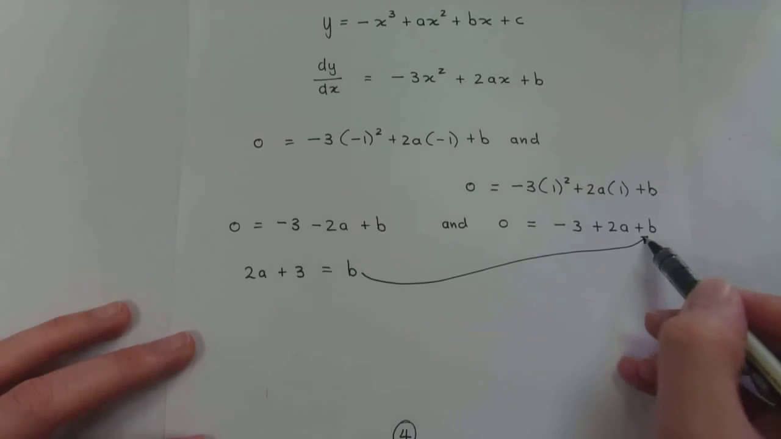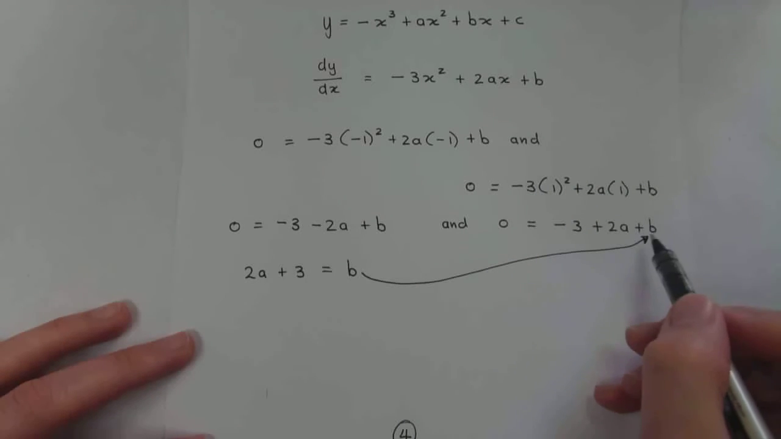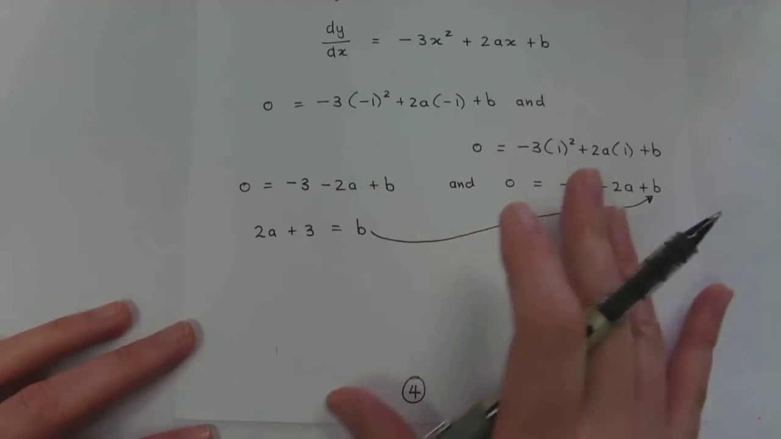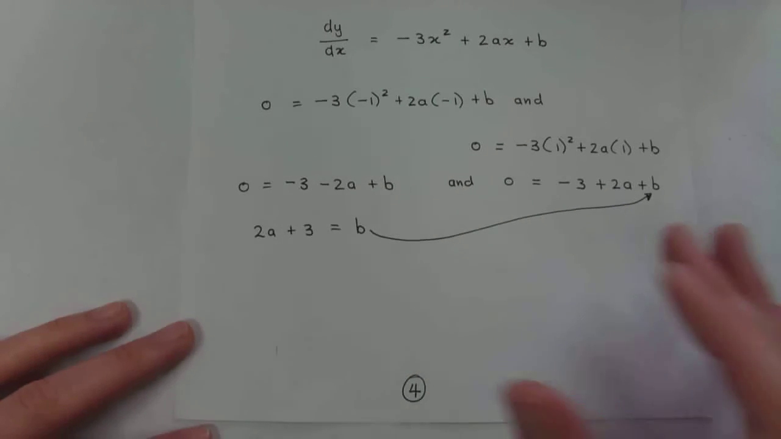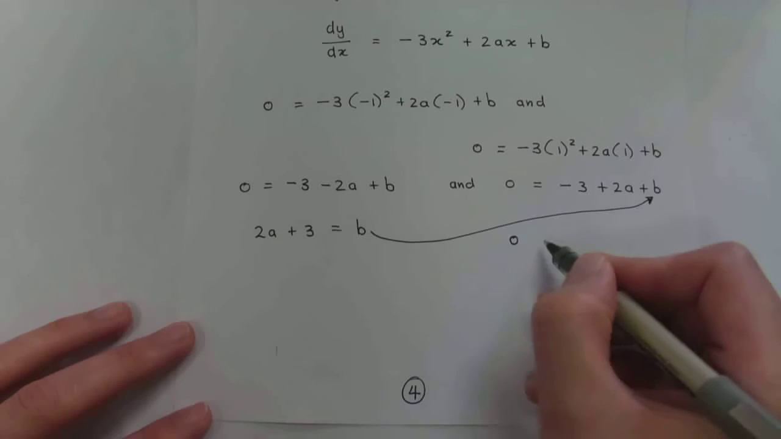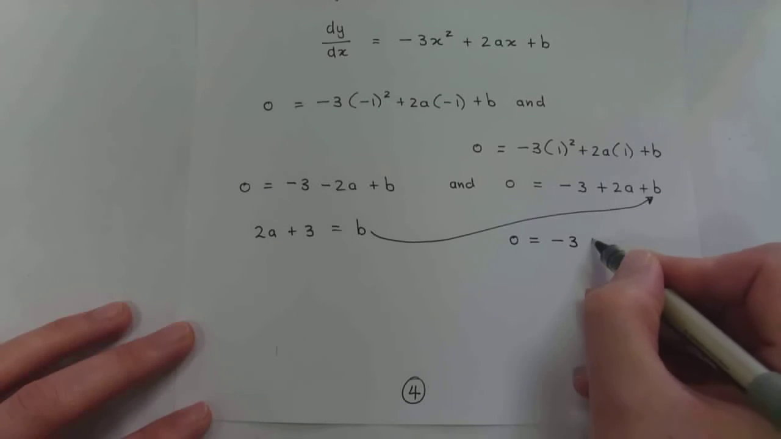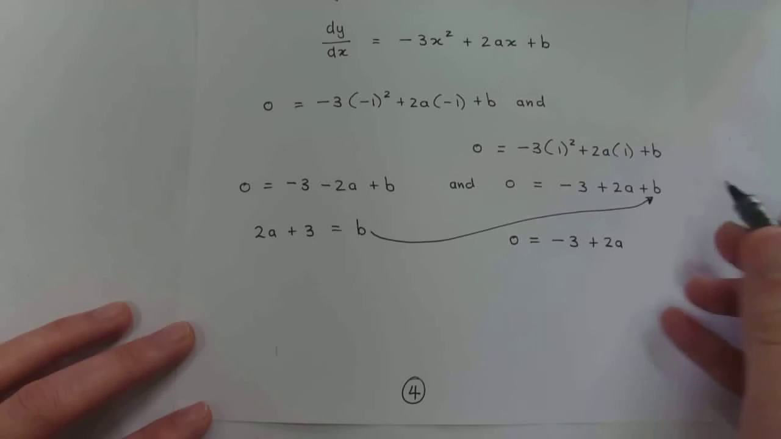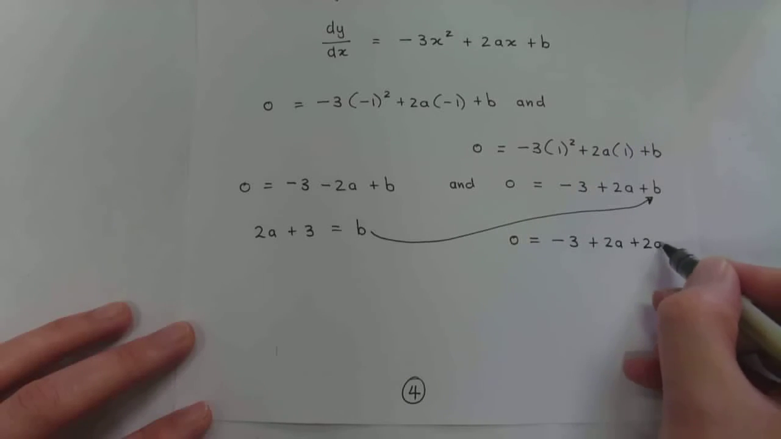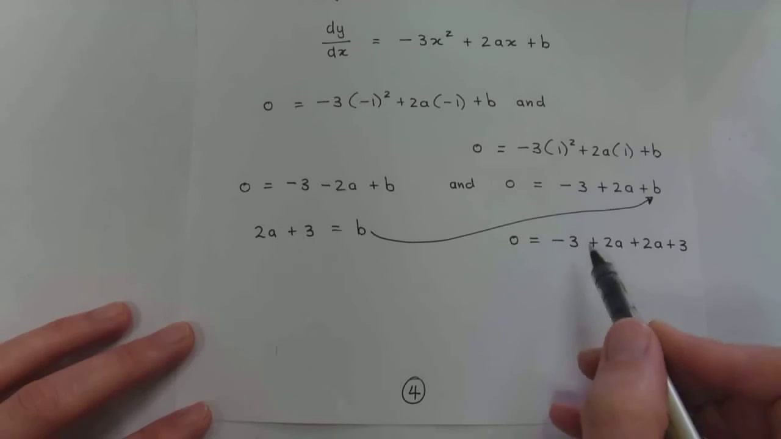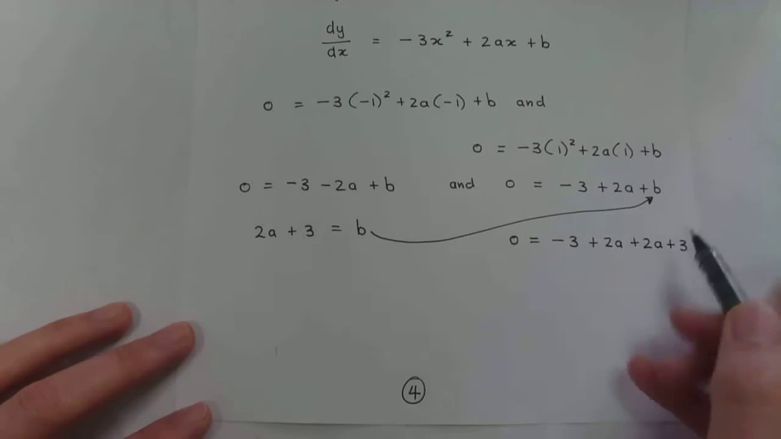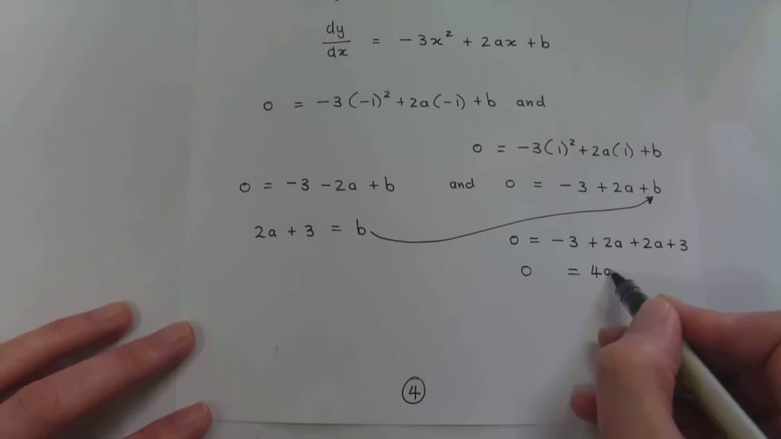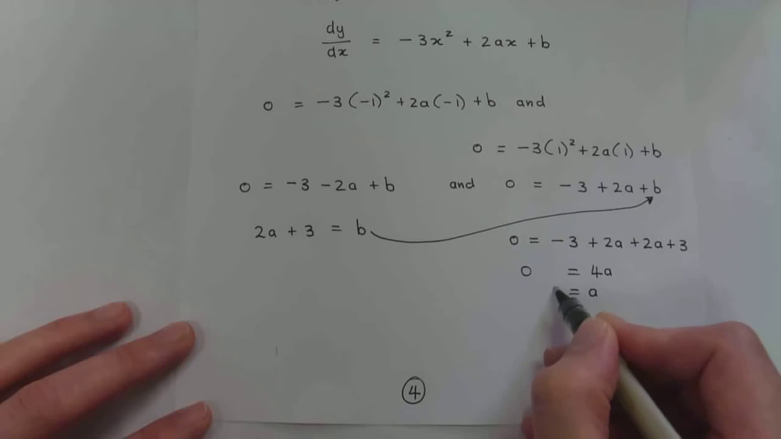So that's what I mean with solving it simultaneously. You could have also gotten b on its own there and then just set the two equations equal, but either setting the two equations equal or solving them simultaneously, same principle. So over there, I'm going to go 0 is equal to minus 3 plus 2a, and then we said b is equal to 2a plus 3. So b gets substituted with 2a plus 3. And then I end up over here with minus 3 plus 3, which is 0. And then I've got 2a plus 2a, which is 4a. So, hey, look at that. a is equal to 0.